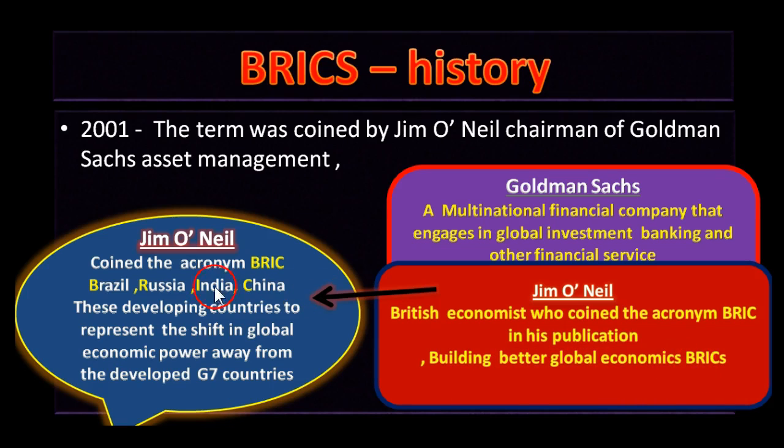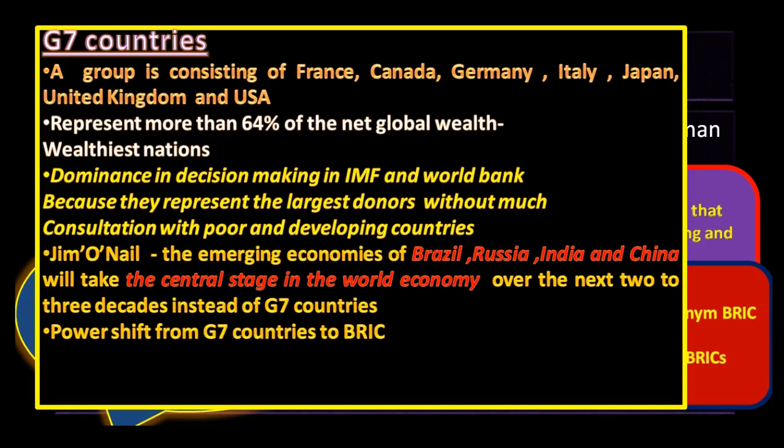Jim O'Neill coined the acronym BRIC, which represents Brazil, Russia, India and China, the rapidly developing nations. These developing countries represent the shift in global economic power away from the developed G7 countries. About G7 countries: an association of the wealthiest nations, a group consisting of France, Canada, Germany, Italy, Japan, United Kingdom and USA.